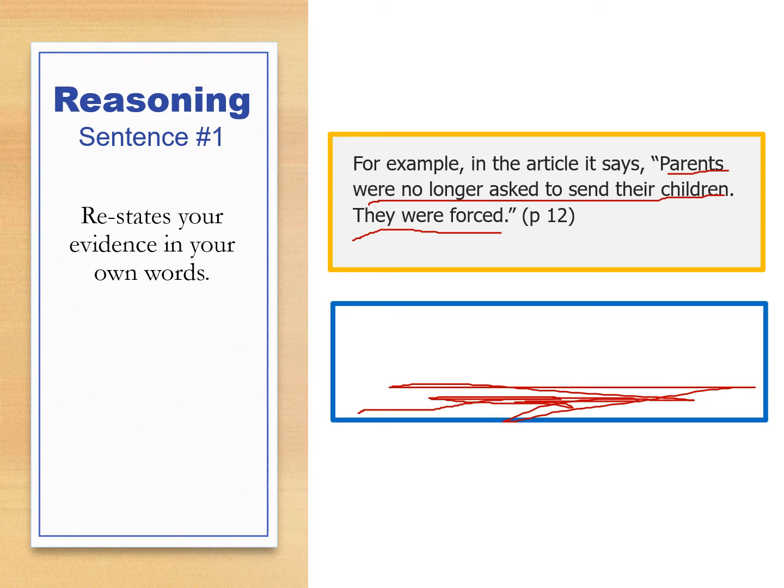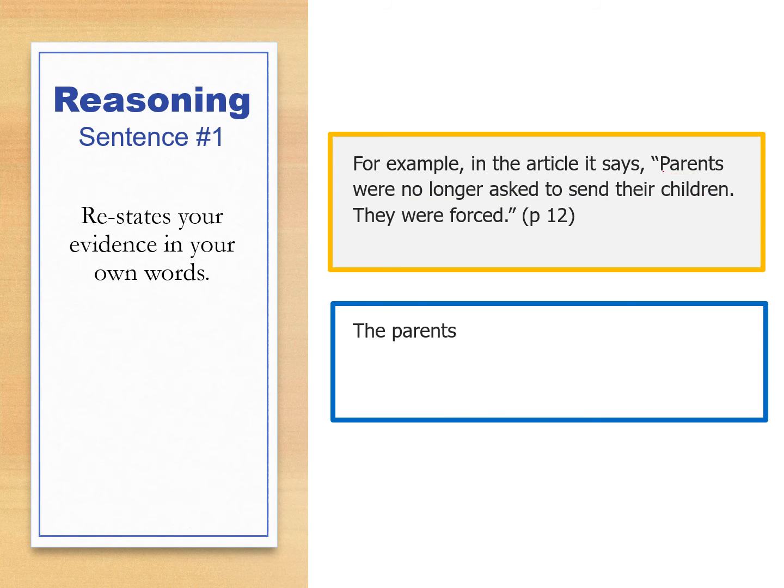Okay, here we go. Saying it again in our own words. I'm going to start with a word from the quote, which is parents. And I'm going to write, the parents did not want. The parents didn't want to. They didn't want to what? What did the parents not want to do? Their children to go to the boarding schools. The parents did not want their children to go to the boarding schools.